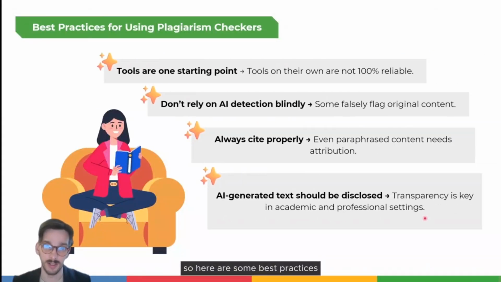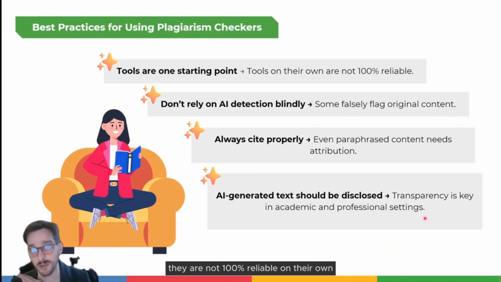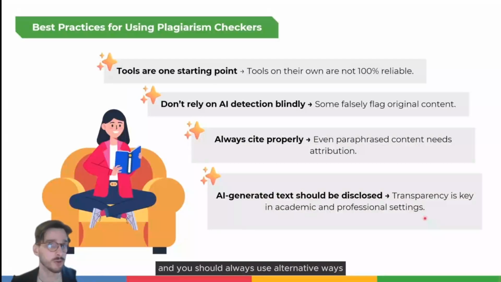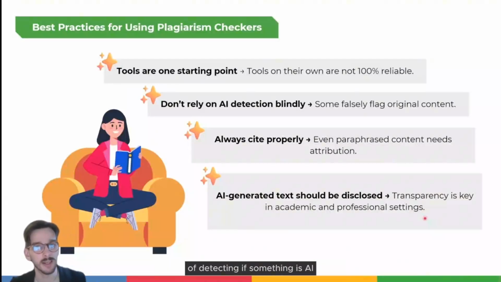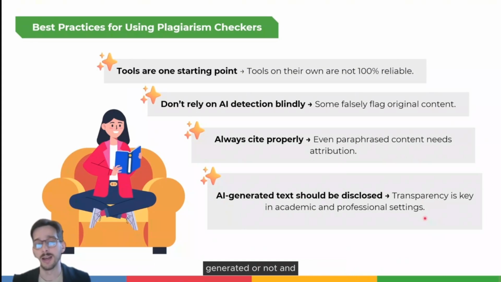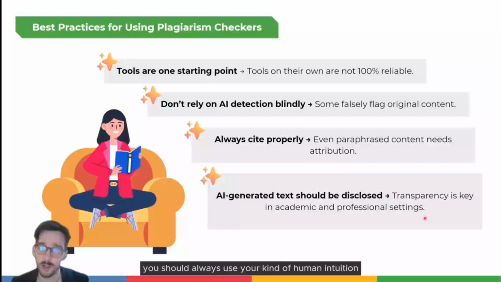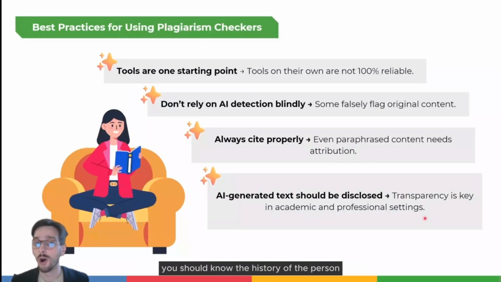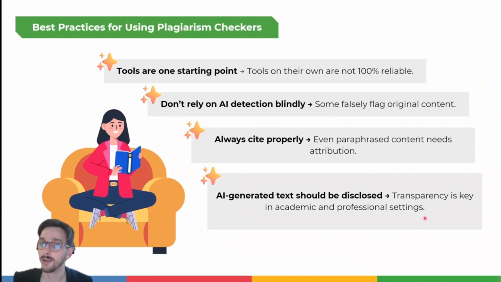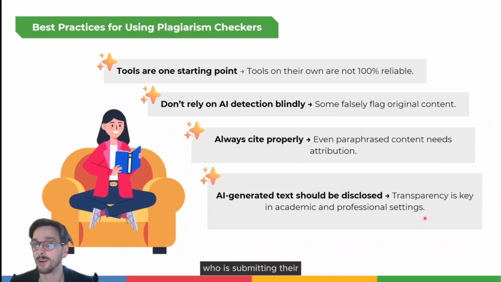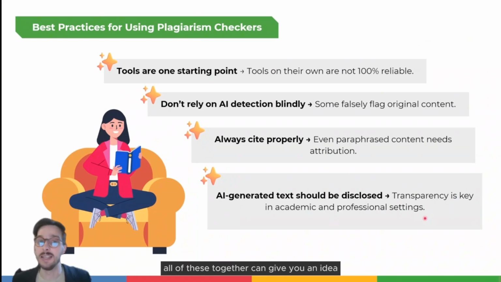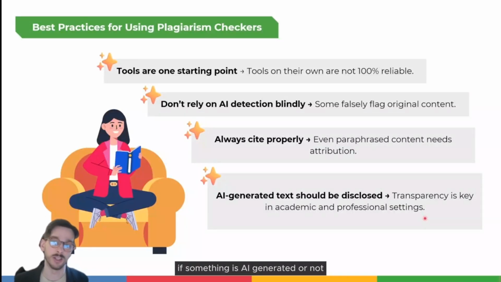So here are some best practices. These tools are one starting point. They are not 100% reliable on their own, and you should always use alternative ways of detecting if something is AI generated or not. And you should always use your human intuition. You should look at the structure. You should know the history of the person who is submitting their text, because all of these together can give you an idea if something is AI generated or not, or if it's been plagiarized or not.